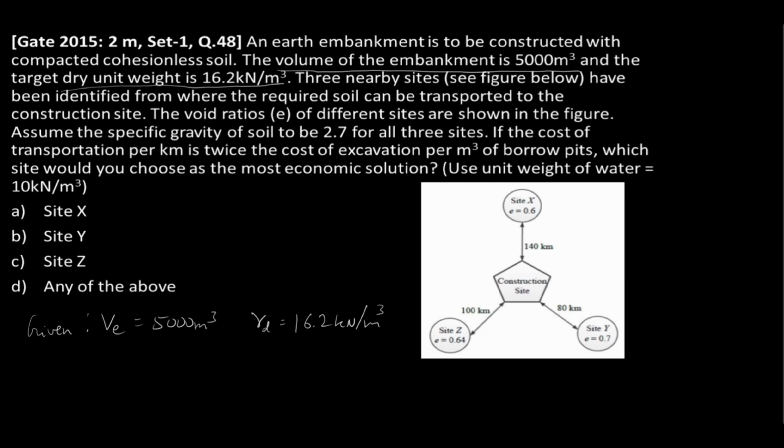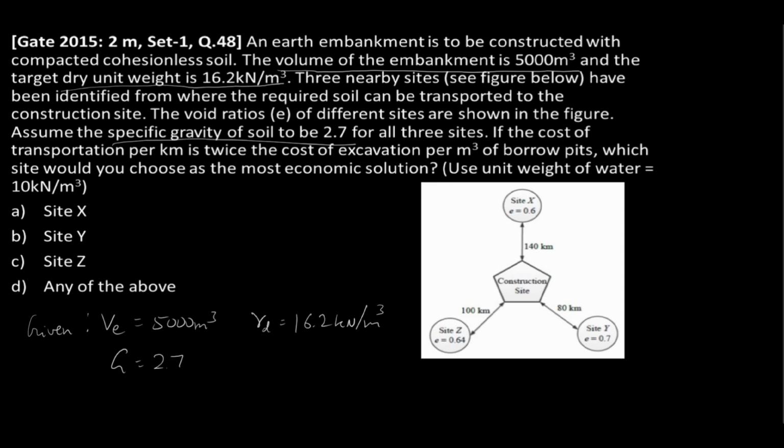And void ratios of each of the sites have been given, site X, site Y and site Z, and the distance also has been given from the construction site. So what we will be doing, we will be removing soil from one site and placing it in the construction site. So among these three sites, which site is cheaper? They are asking in this question. Next, they have also given the specific gravity of the soil. So specific gravity of the soil G is equal to 2.7.